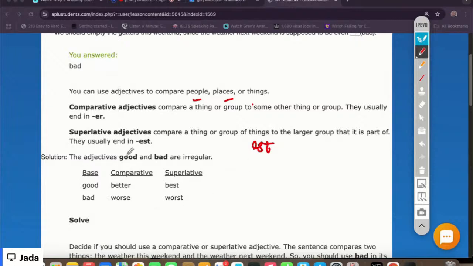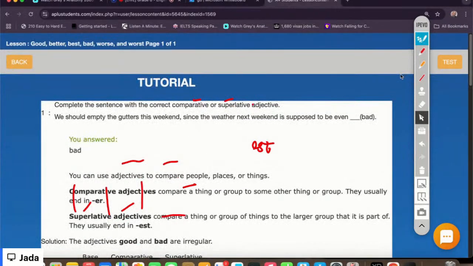So the adjectives good and bad are irregular. So these are all irregular comparative and superlative adjectives. So we have good as the base, then better would be the comparative, then best would be the superlative, then bad, worse, and worst. Obviously, you can see that they are totally irregular. They're not like the usual ones that end with more or most or er or est.